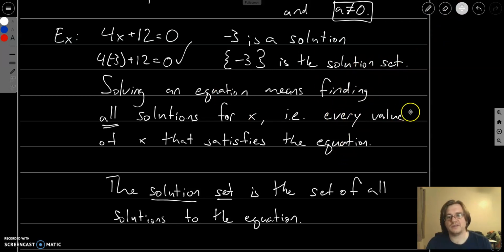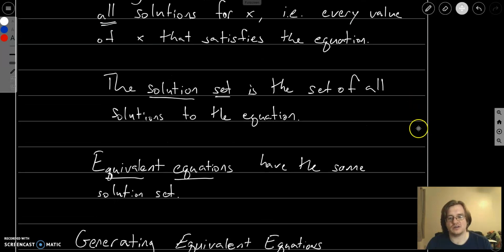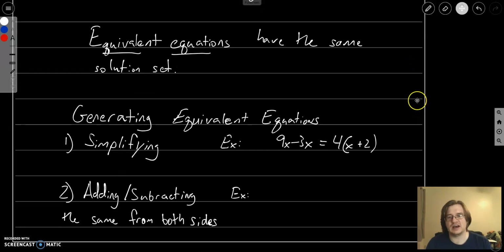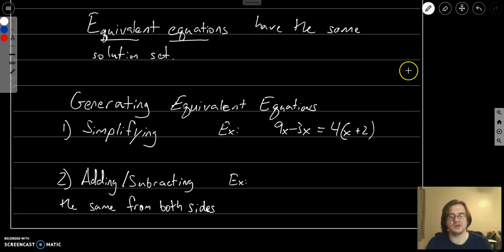So when we're finding solution sets, or just solutions to equations, equivalent equations are going to be very useful. Equivalent equations have the same solution set. So what we'll do is essentially transform our equations from something complicated to something simple so that we can find the solutions. So the first operation that will generate equivalent equations is simply simplifying.